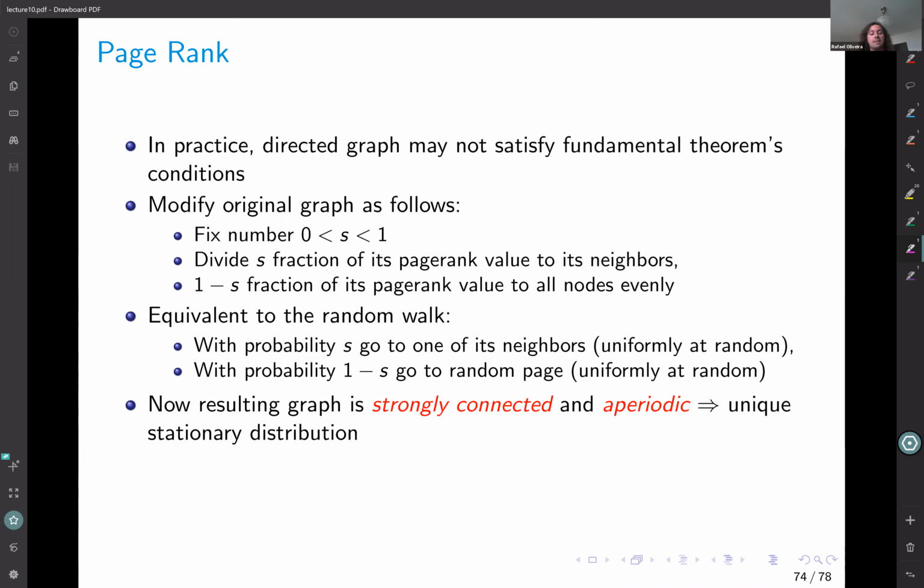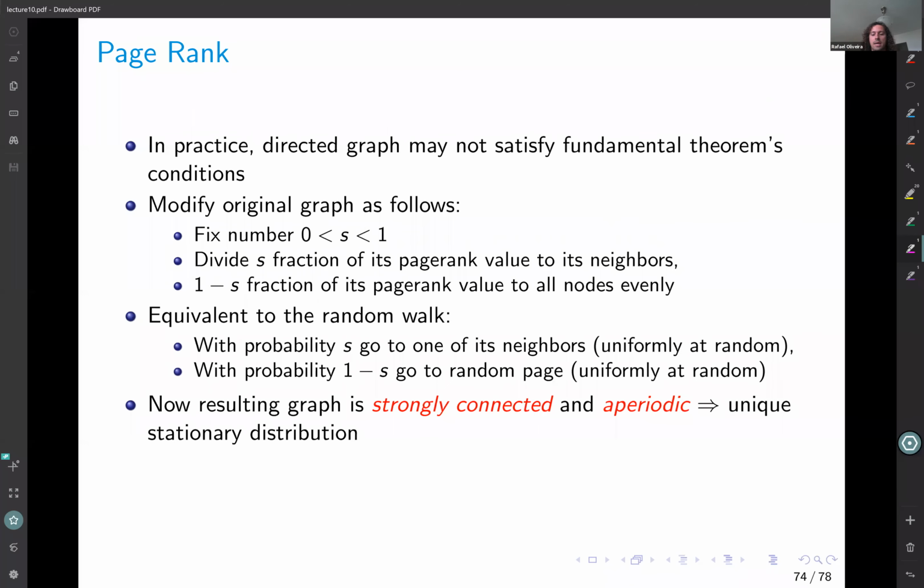Now if you modify this, the resulting graph is strongly connected and aperiodic, which means that we'll always get a unique stationary distribution. But we have to be careful to set this parameter S so that things make sense. If S is really close to 0, then it just means that we're randomly browsing, not clicking any link. So what we want is to set S so that we have a little bit of chance to go outside.